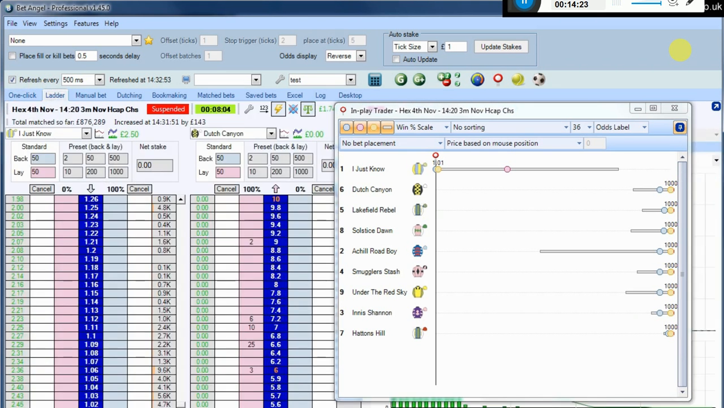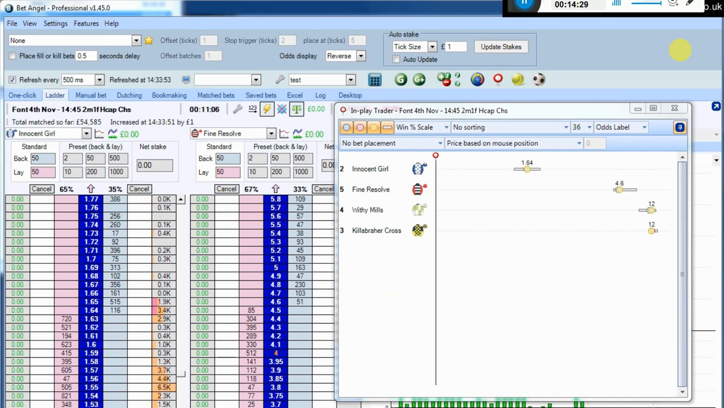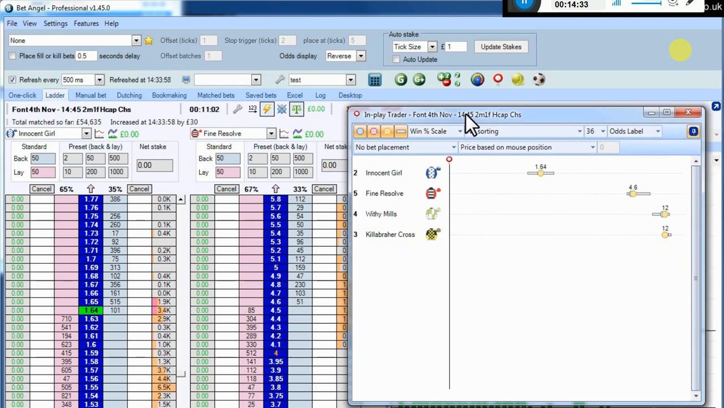Okay, I'll put the next race up because I want to explain a few more aspects. Okay, this is one of the next races. Now, something else I want to explain is, depending on the odds of the particular favourite, will obviously decide how much profit you're going to make.